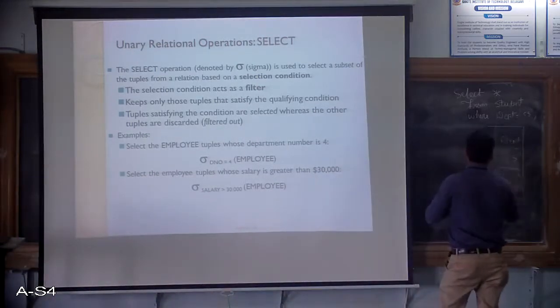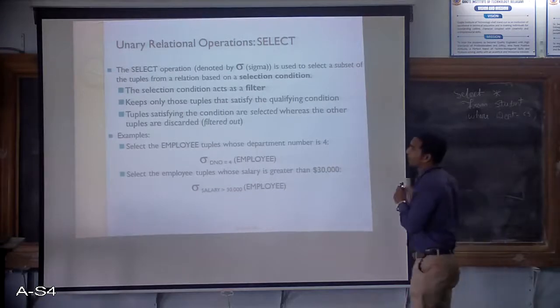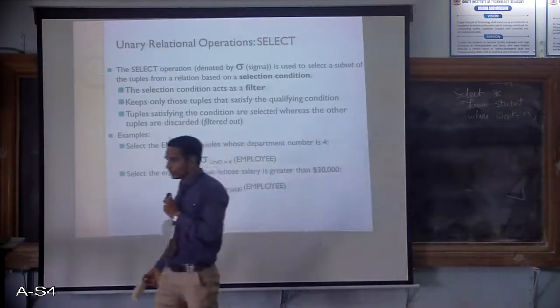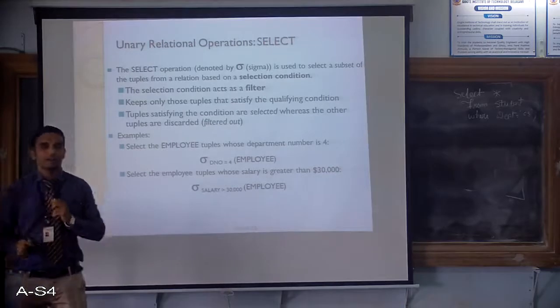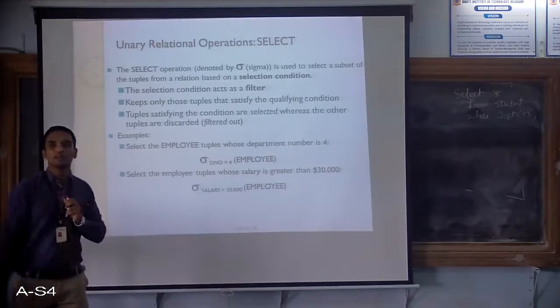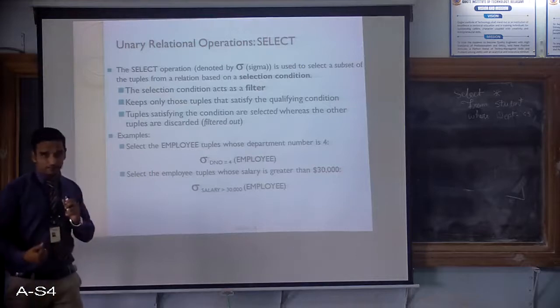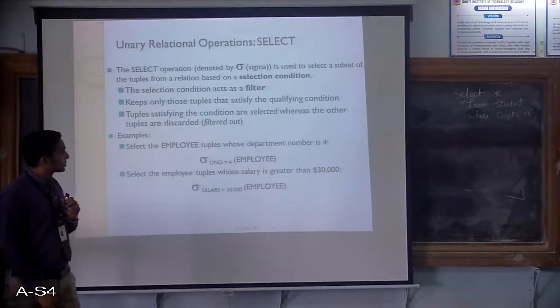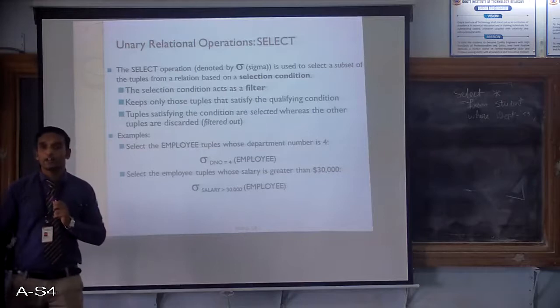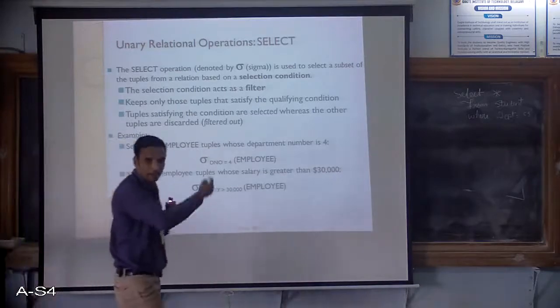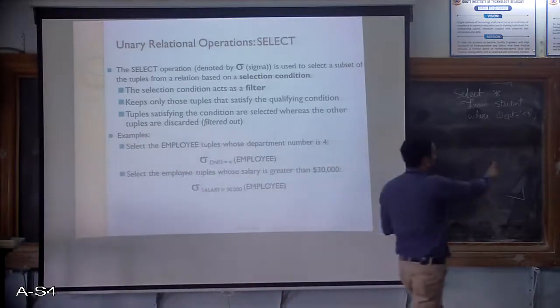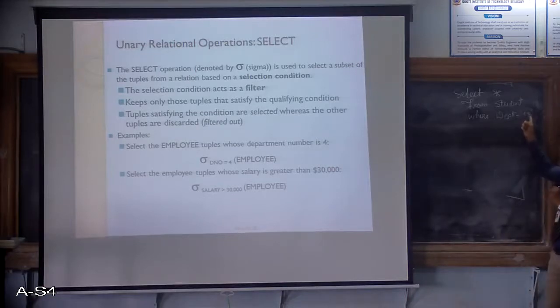We call it the sigma operator. The sigma operator is denoted as select, which means that you are selecting some rows from the table. The select operator condition acts as a filter. It keeps only those tuples that satisfy the qualifying condition. That means from a table, as I said, where I mention department equal to CS, it will give me the output where whosoever department is CS, and whosoever belongs to other departments are removed.